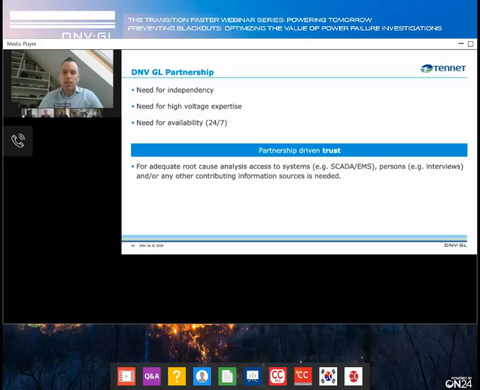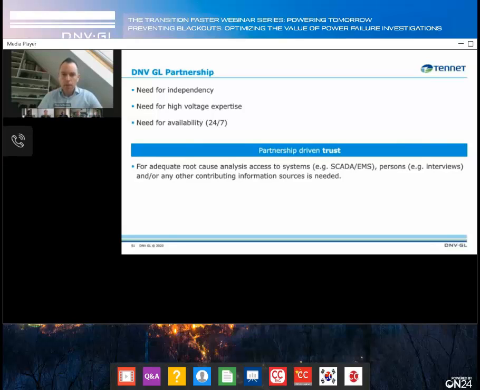And I just mentioned that there's also a need for availability. So the 24/7 availability of DNV-GL is very important for us. I think we all know that after a component or system has failed, there's a lot of emphasis and pressure on the repair, but it also has a high risk that very important evidence to come to a proper root cause analysis is just thrown away or destroyed. So for us, this availability is also very important.